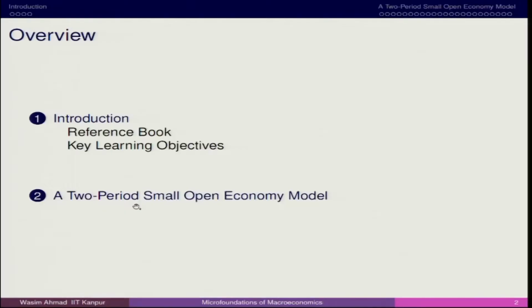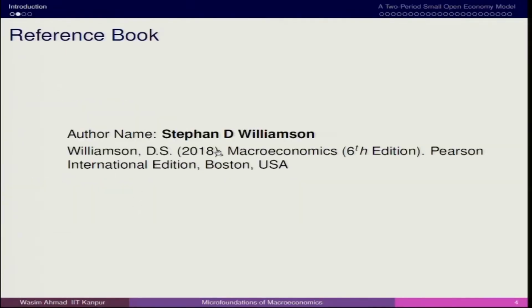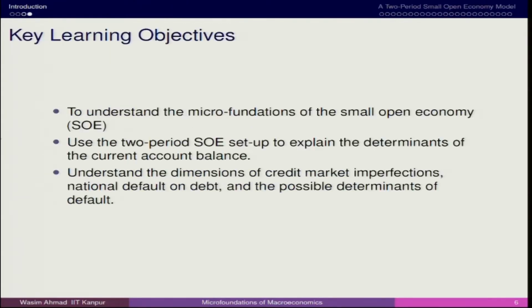The reference for this particular session will remain the same, Stephen D. Williamson, and I am referring to chapter 16 of this book. If you want, you can also refer to it, and the objective will remain the same. In the last session we ended up when we were trying to set up the 2-period SOE model, the small open economy model, and then we will be moving to the credit market imperfections and how they impact the debt market.